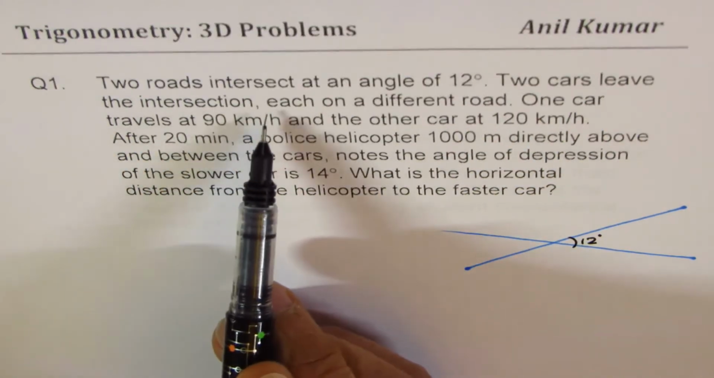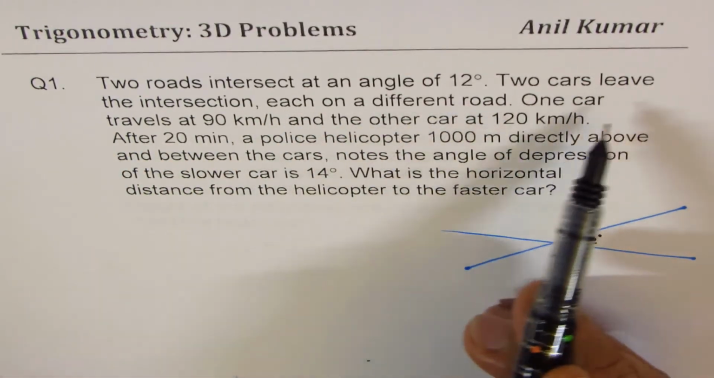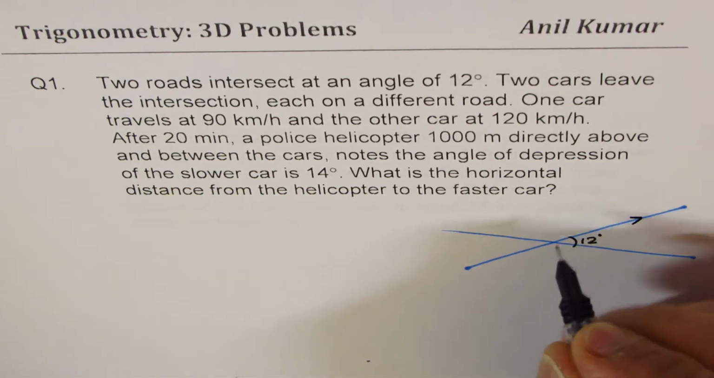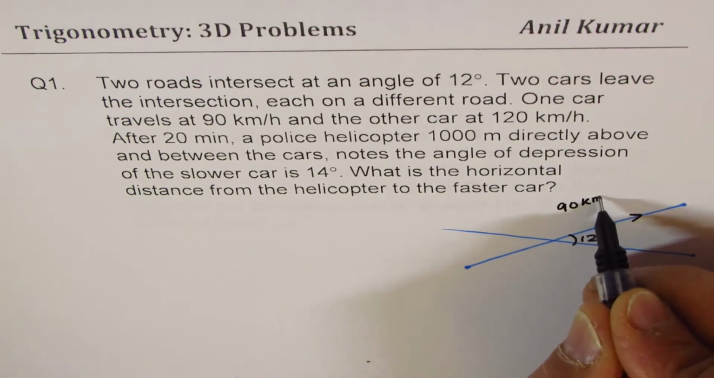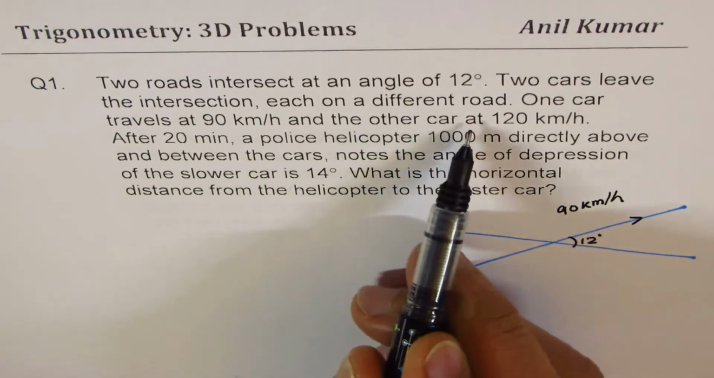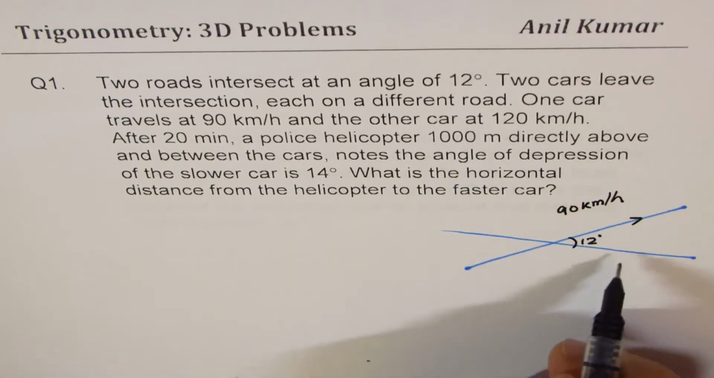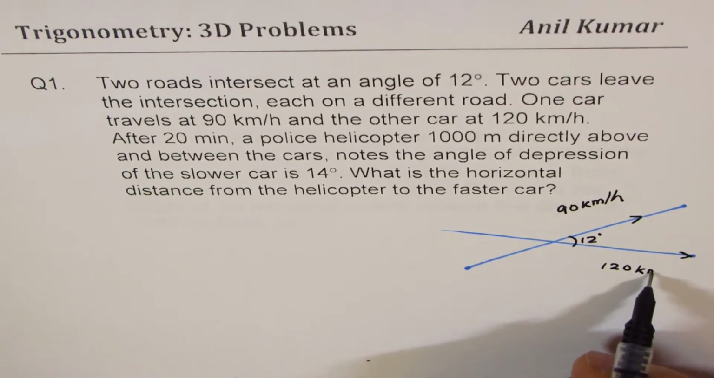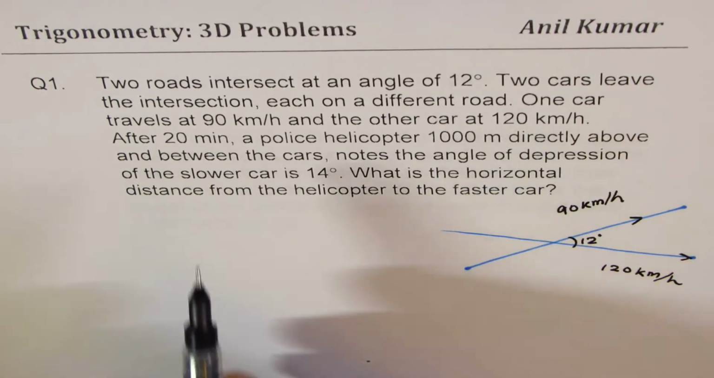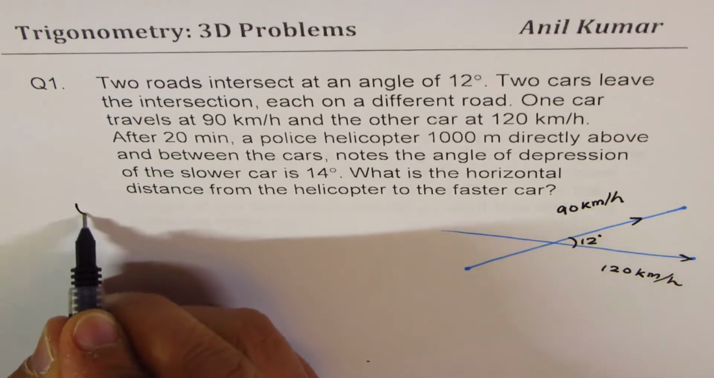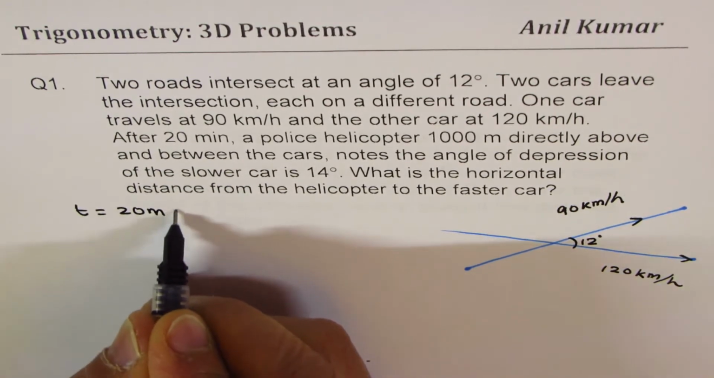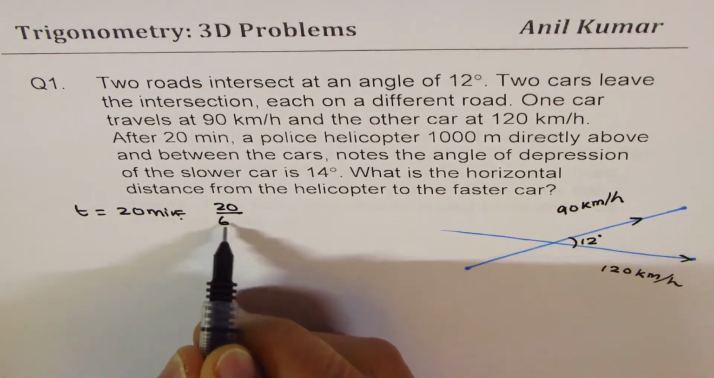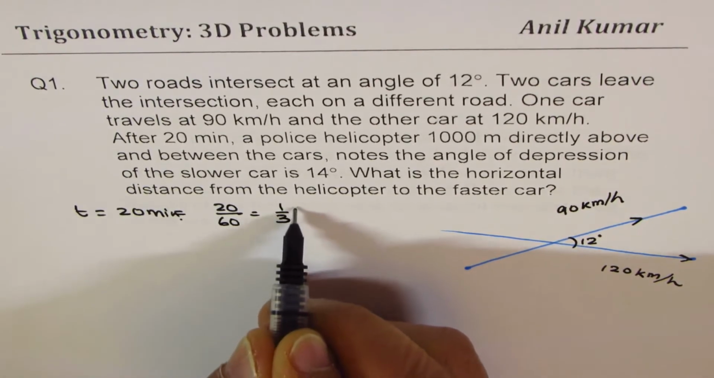Two cars leave the intersection, each on a different road. One car travels at 90 kilometers per hour. So let's say this is one car traveling at the rate of 90 kilometers per hour, and the other at 120 kilometers per hour. So let's say this is the faster one at 120 kilometers per hour. After 20 minutes, when time t equals 20 minutes, if I convert that to hours, it will be 20 over 60, which is 1/3 of an hour.